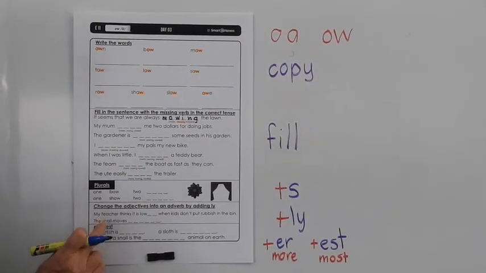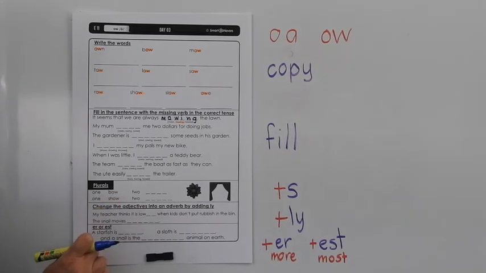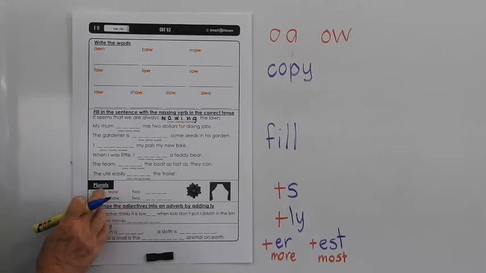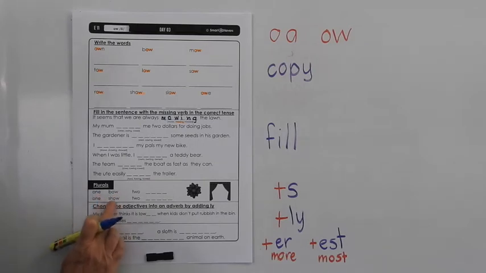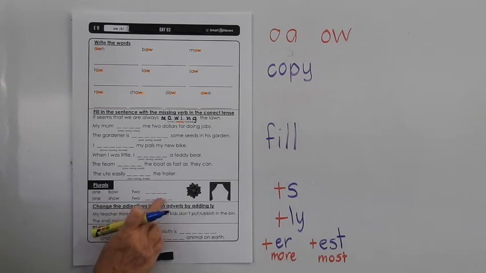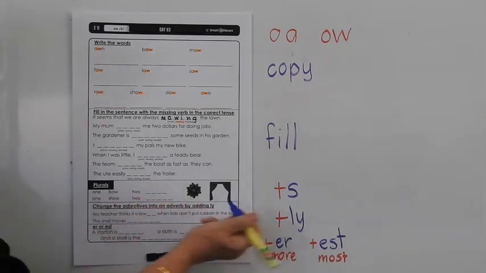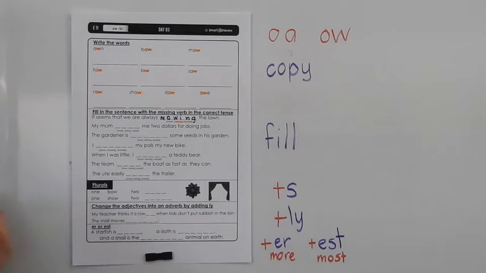Now, plurals, bow and show are nouns. So we want to make them into plurals. Here we've got them in their singular form. One bow, one show. If we want to talk about more than one of each of them, they become plural. So we've got two bows, two shows. Quite easy. All we're doing there is adding the S.